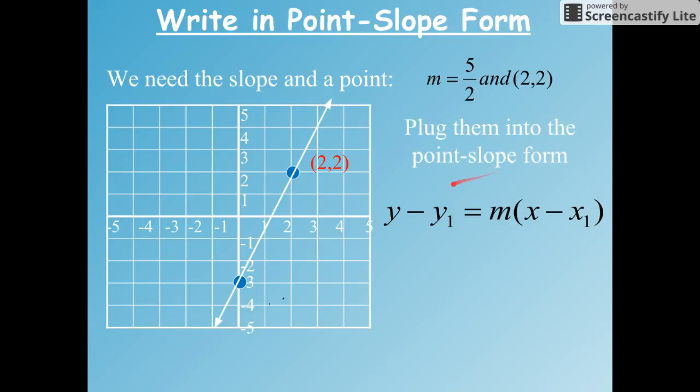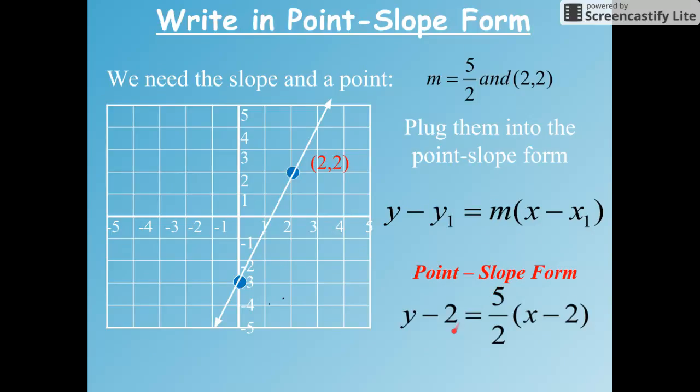All right, we're going to plug them into the point-slope form. Remember, all you're doing is filling in the y1, m, and x1. Leave your y and your x. So my y value, my y1, is 2. I got that up here from this point. So y minus 2 equals, I replaced m with 5/2 because that was my slope that I found using rise over run. I leave my x and then minus my x1, which was 2 from the point I found on my graph.